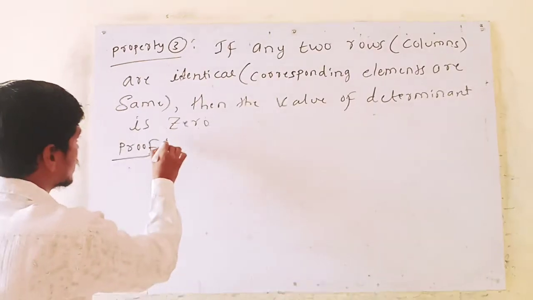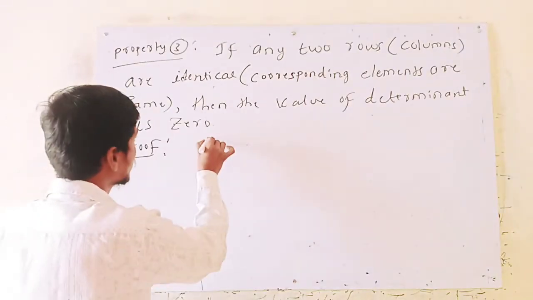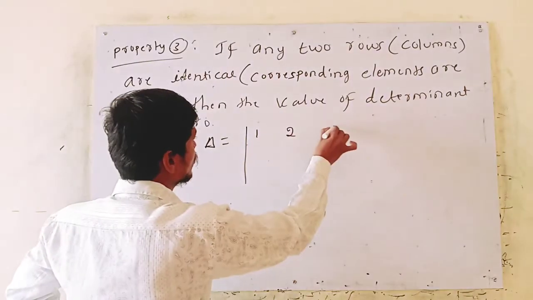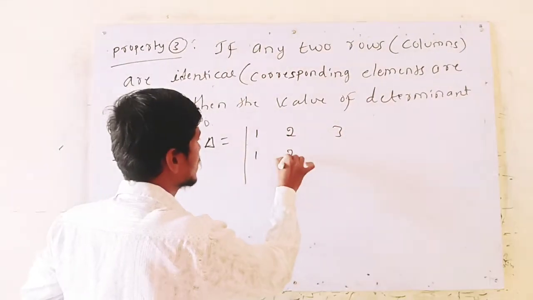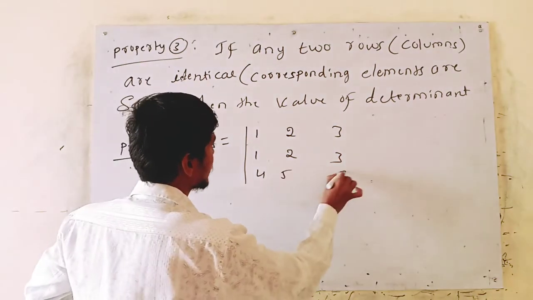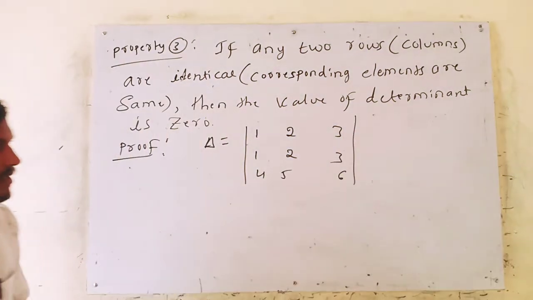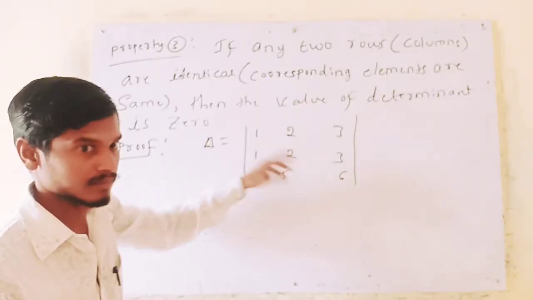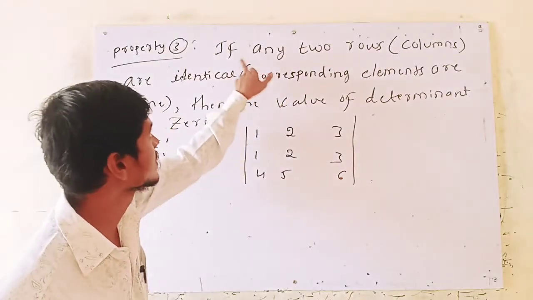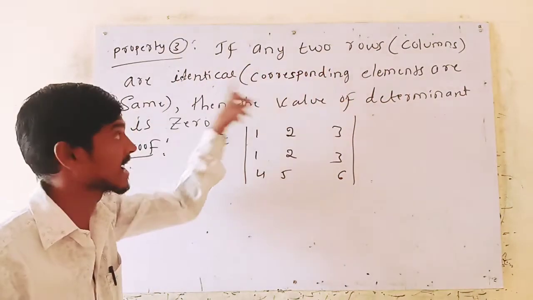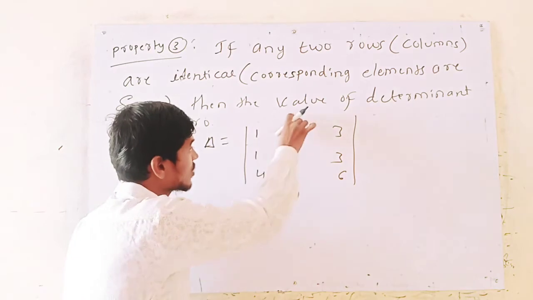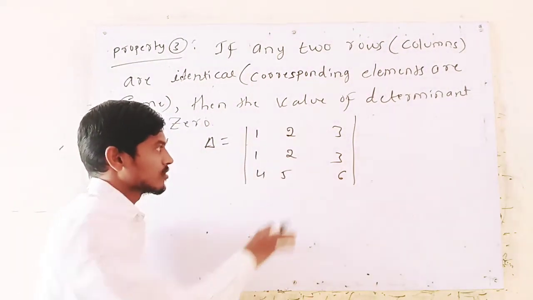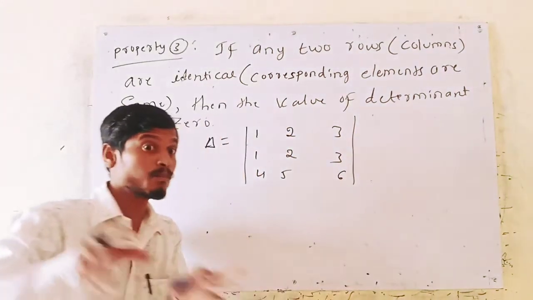Okay. See here. I will take delta now. Delta is nothing but 1, 2, 3, again 1, 2, 3, 4, 5, 6. Okay. Yes. Because according to this property, I will take the determinant. See here, 1, 2, 3, 1, 2, 3. Because any two rows or any two columns are identical. Here R1 and R2 are identical. Yes, this is the answer now. Directly 0 in case of problems.